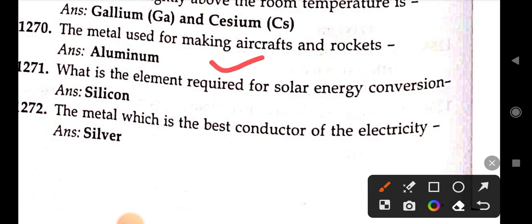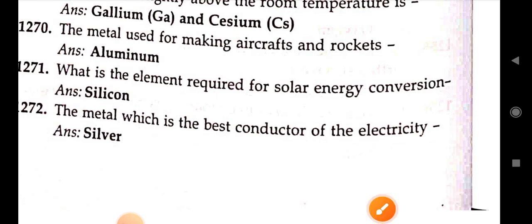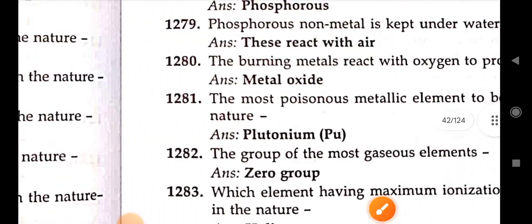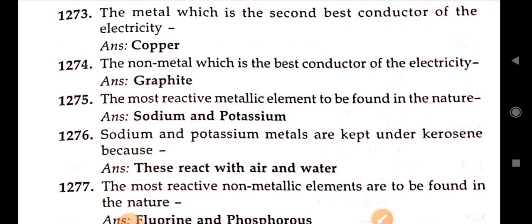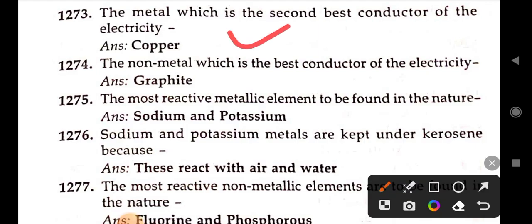What is the element required for solar energy conversion? Silicon. The metal that is the best conductor of electricity, silver. Next, the metal which is the second best conductor of electricity, copper. The non-metal which is the best conductor of electricity, graphite. The most reactive metallic elements found in nature, sodium and potassium.